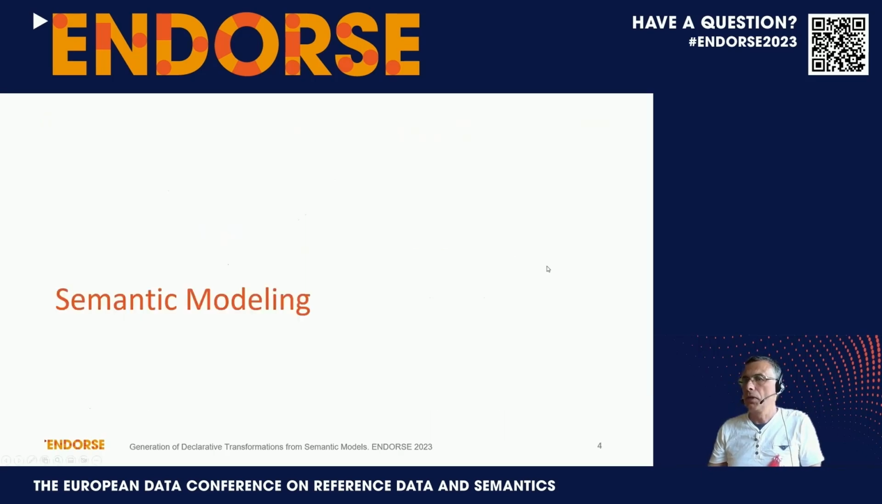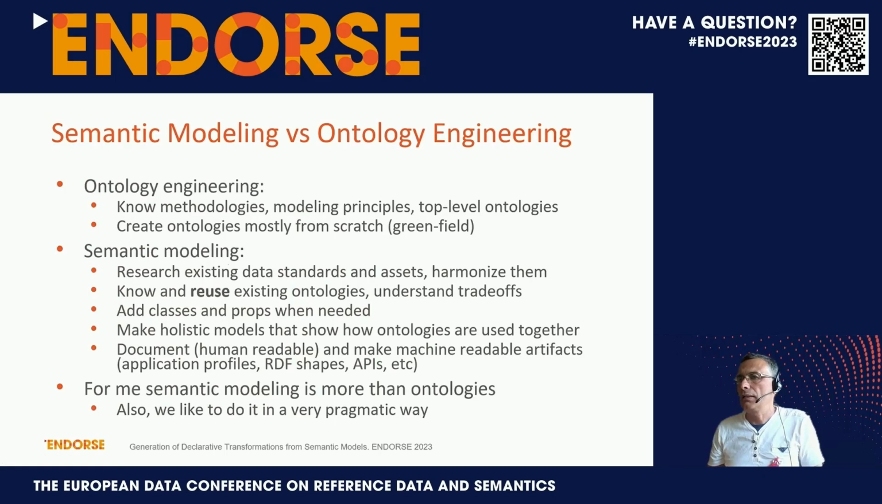Okay, so for semantic modeling, I think many people equate semantic modeling to ontology engineering, but for me the two are different, because semantic modeling is about researching existing data standards and data sets and figuring out how to harmonize them, and then knowing and reusing existing ontologies, understanding the trade-offs between ontologies, for example, the different cognitive commitments that are made by different ontologies that hamper reuse quite often, and then extend ontologies with your own classes and properties when needed, and make holistic models either in the shape of application profiles or these models that I will show, or RDF shapes such as SHACL and ShEx, to describe how the different pieces come together, what you expect to be in your knowledge graph.